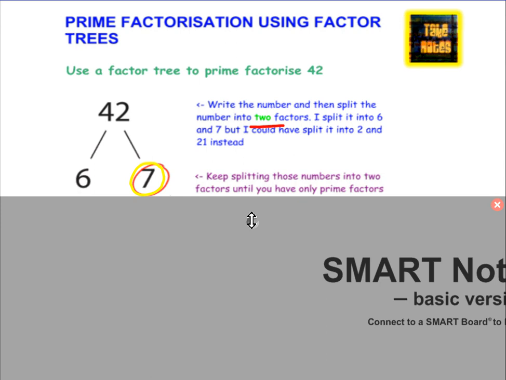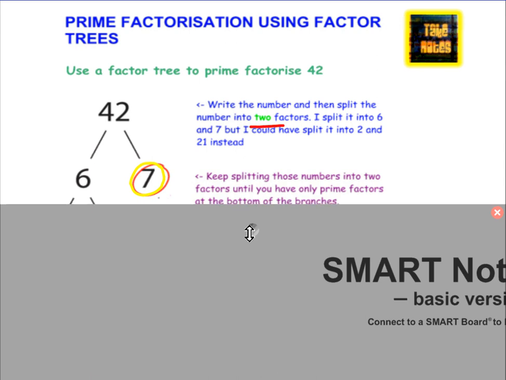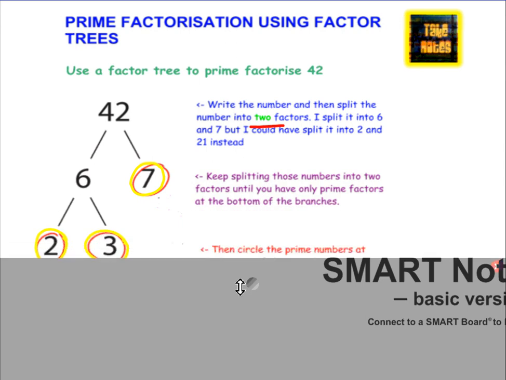Notice that if one of the numbers that I've split it into is prime, I circle it to say that the branch has ended, because you're building branches when you build factor trees. That's why they're called factor trees. As soon as you get a prime number, you circle it to say that branch has ended. Whereas 6 is not prime, so 6 can be split into two factors that are not 1 and itself. 6 could only be split into 2 and 3.